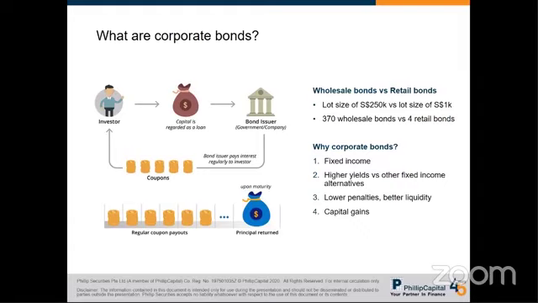The next reason is because they generally pay higher yields than other fixed income alternatives like fixed deposits and government bonds. There's also lower penalties, so you can sell your bonds in the secondary markets for no penalty versus those fixed deposits. If you take it out early, you can lose your interest payments. You can also get better liquidity because there's a secondary market trading for corporate bonds. And lastly, there's also capital gains that can be made with it. We'll talk about it next also.